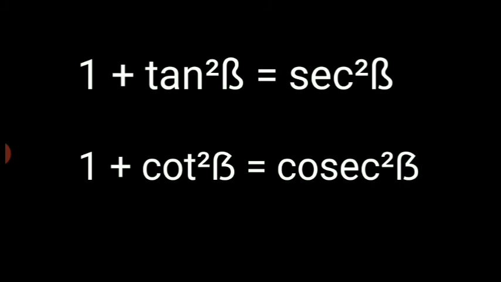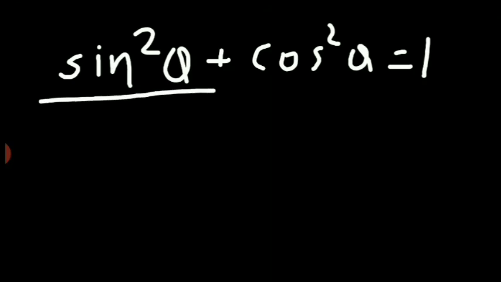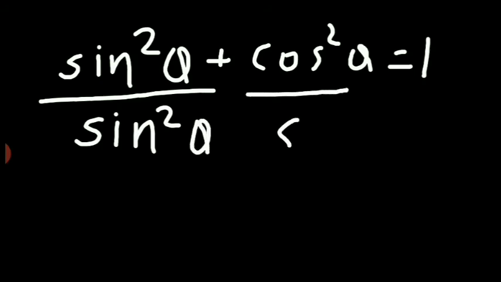Okay, so how will we solve? See here. Just now we have derived sin square theta plus cos square theta is equal to 1. Now dividing both sides by sin square theta.